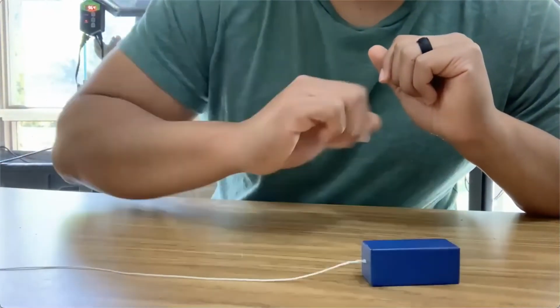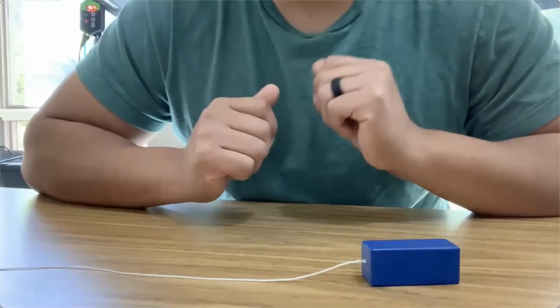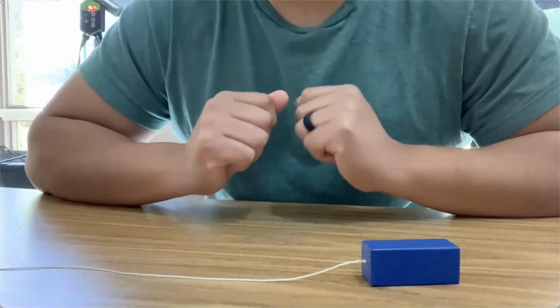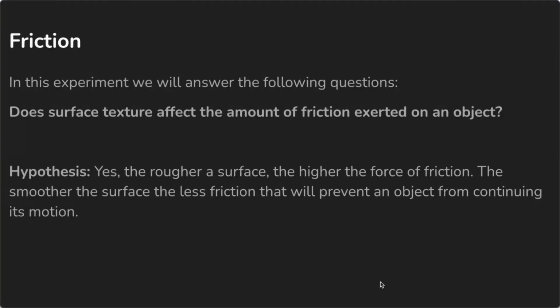So today we are going to do a little experiment that explores how the texture of different surfaces affects friction. So let's get started. All right, guys, the goal of this experiment is to answer the question, does surface texture affect the amount of friction exerted on an object? And my hypothesis is that yes, the rougher a surface, the higher the force of friction, and the smoother the surface, the less friction that will prevent an object from continuing its motion. So let's get started with the experiment.